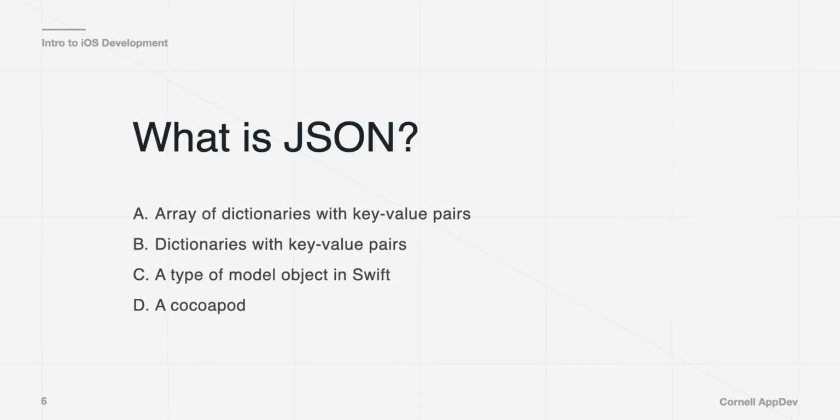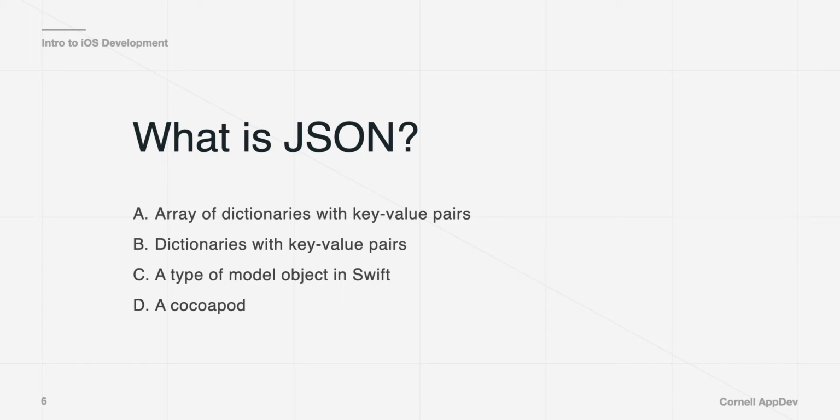Next question is, what is JSON? If no one knows which one is JSON, can anyone tell me which one is definitely not JSON? Are you saying A is JSON, or A is not JSON? No, it's not correct. Very close though.